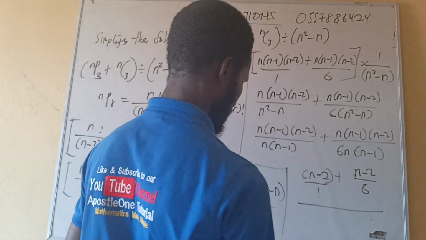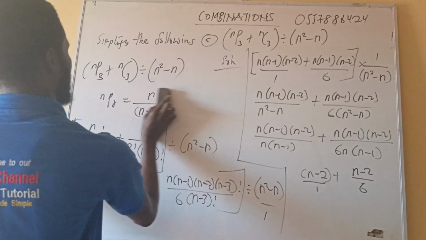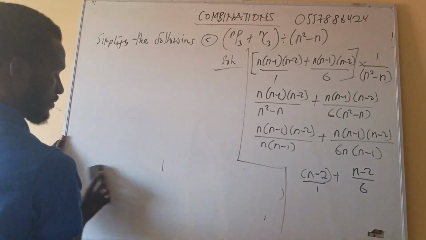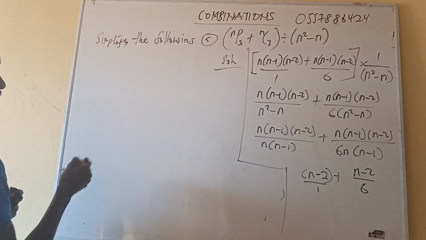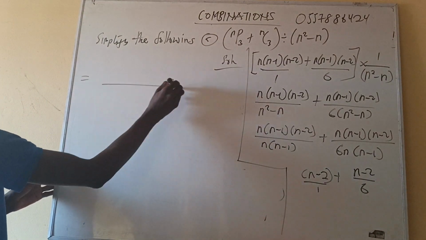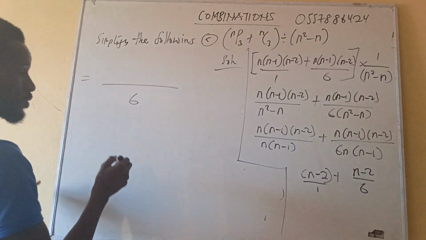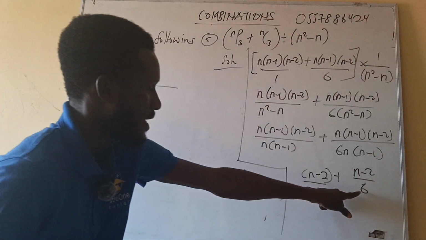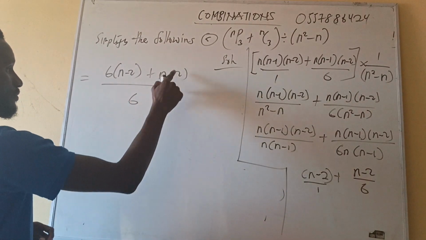Now this one is over 1. Let's find the LCM. The LCM is 6. 1 goes into 6 one time, so we're going to get 6 multiplying n minus 2. Now this one goes into 6 one time, so we're going to get plus n minus 2.